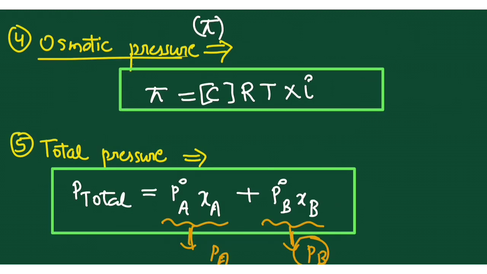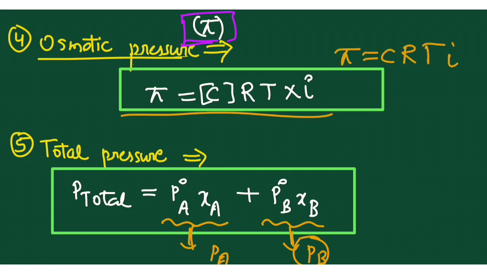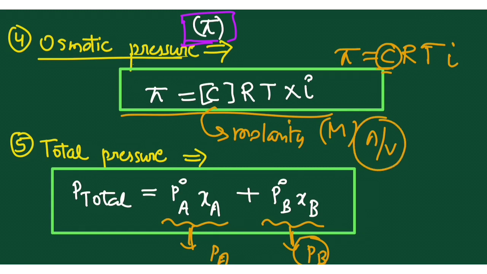Okay. Now, osmotic pressure. Osmotic pressure is denoted by pi. Pi is equal to CRT. Pi is equal to CRT into i. You have to include i everywhere. C is the concentration, which we generally take as molarity, capital M. That is moles by volume in liters, which we take in liters. Okay, that's how you take it. Now pi is equal to CRT into i. That's very clear to you.